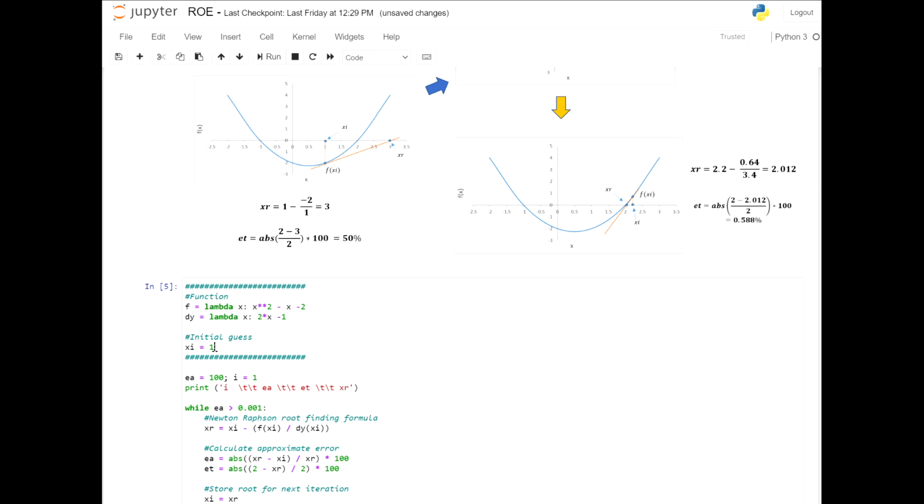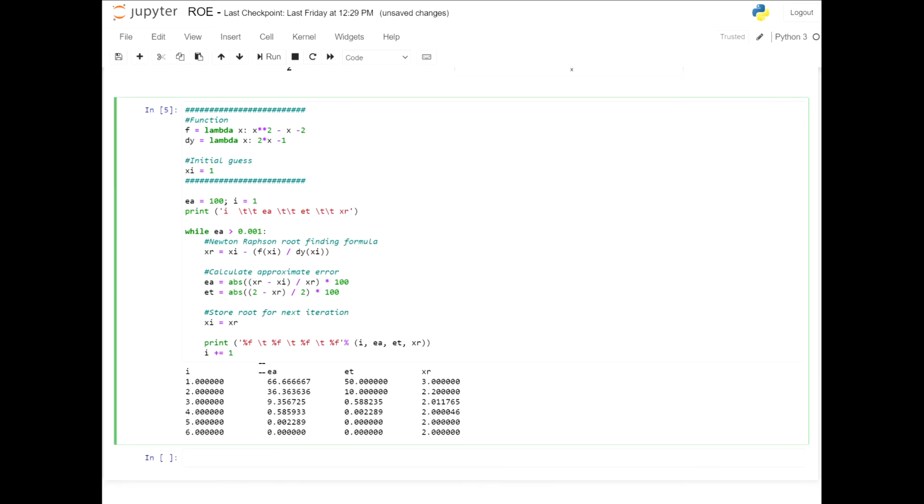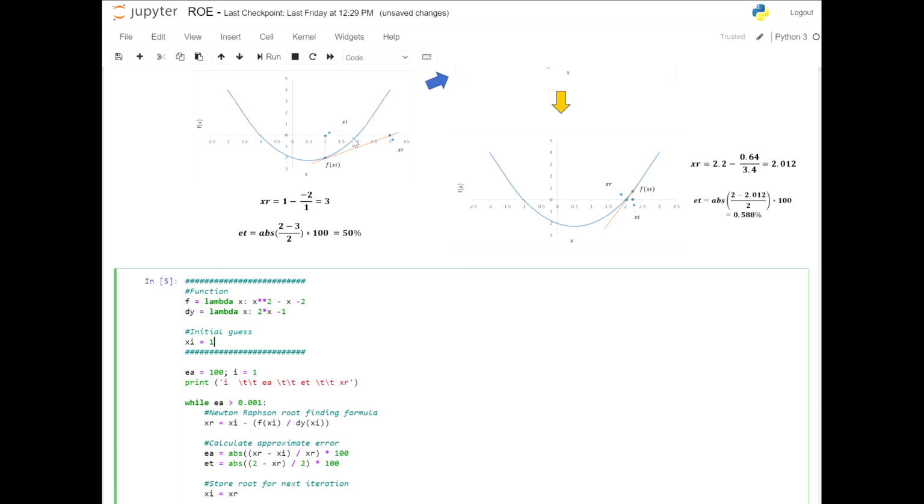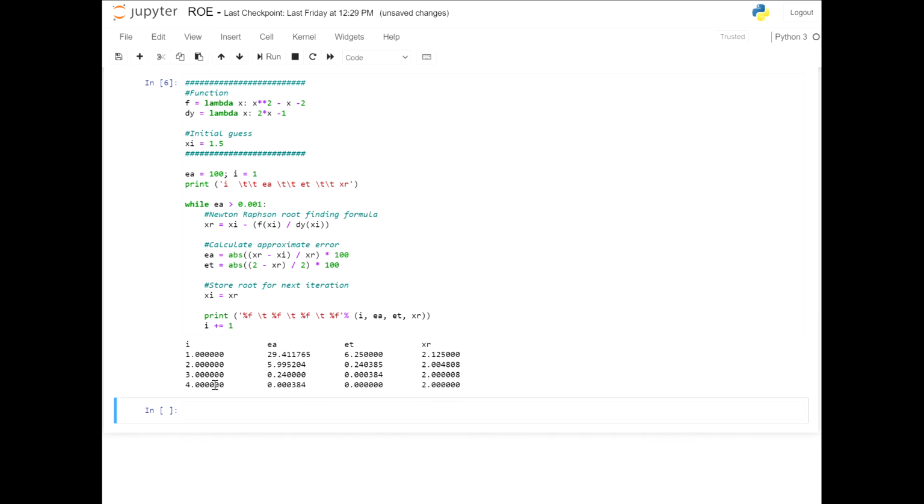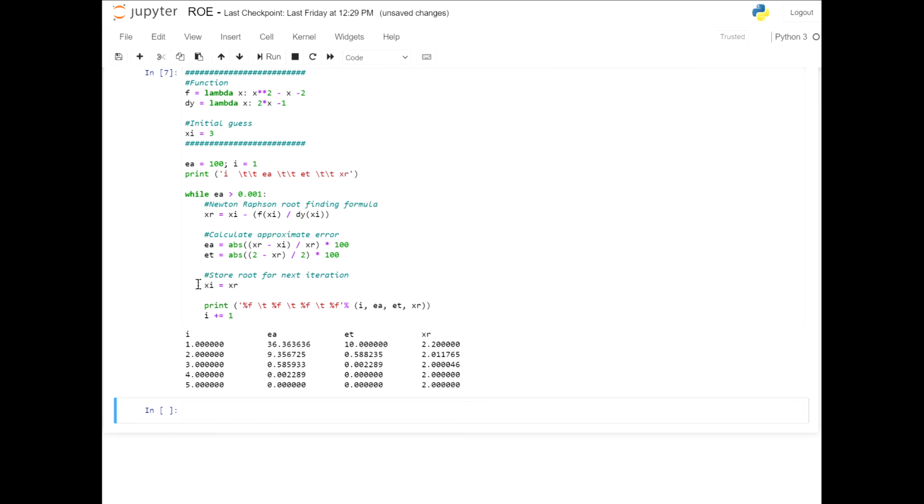The thing that I want you to see is that your root or the guess will determine how many applications you're going to need to converge. So if I take a guess that is closer to it, for instance 1.5, let's examine how many applications it's going to take to reach there. You can see it took 4 different applications to reach the root as opposed to 5, because 1.5 is closer to 2 compared to 1. If I take an initial guess of 3, let's see how many applications it's going to take. It's going to take 5 to reach there with 0 approximate error, 0 true error, and 2.